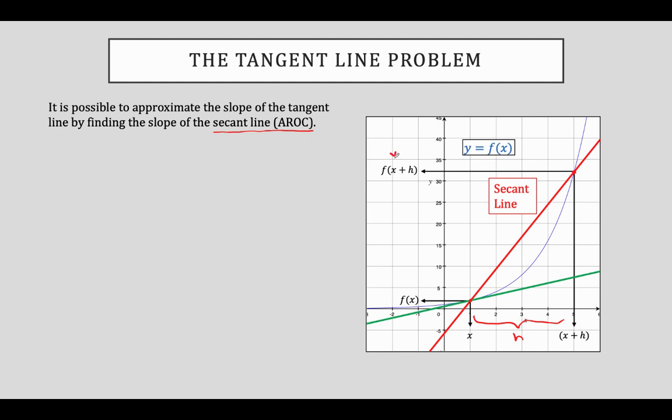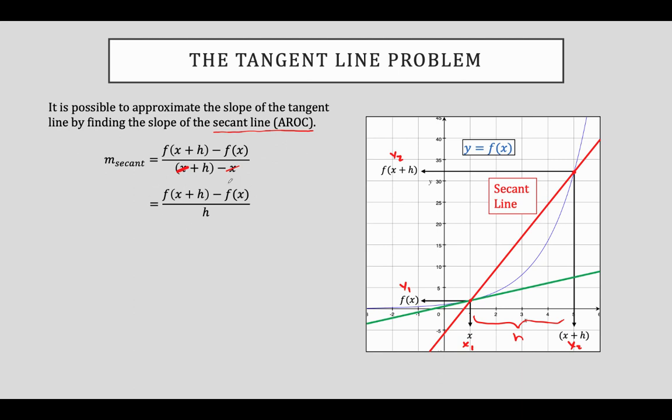This right here is y2. This right here is y1. And this is x2 minus x1. So that gives us the slope of the secant line is equal to f of x plus h minus f of x divided by x plus h minus x. When we simplify our denominator, notice I have an x minus an x. Those subtract to 0. We are left with f of x plus h minus f of x all divided by h.